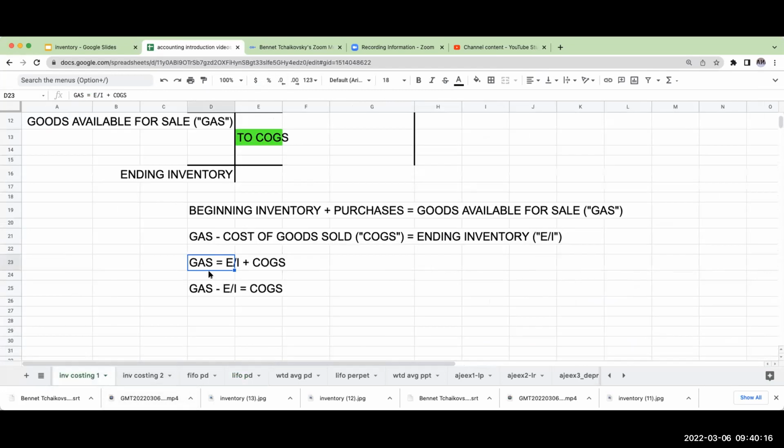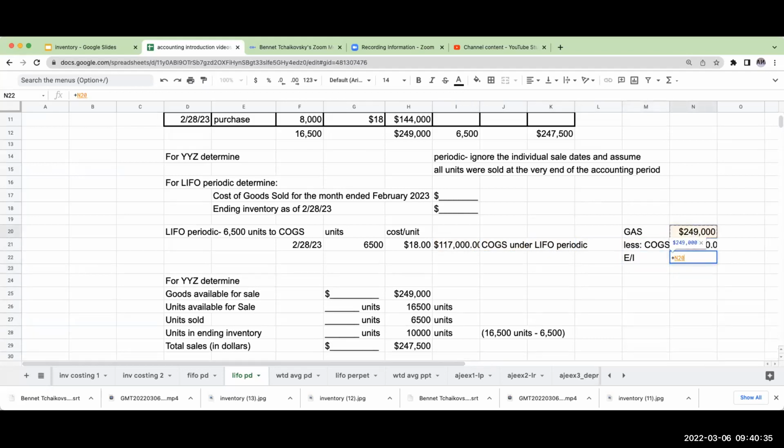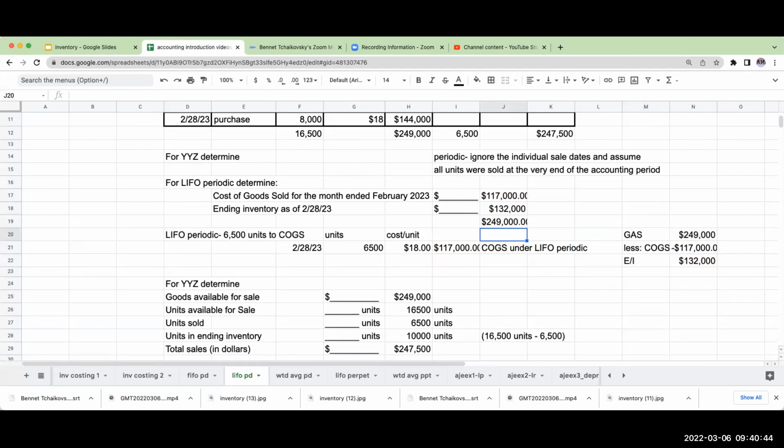As we saw in the previous video, once I know my cost of goods sold, based on the relationships here, what I can then do is say, oh, my goods available for sale was 249,000. I subtract from those goods available for sale my cost of goods sold of 117,000. So my ending inventory will be equal to 132,000. So my cost of goods sold is 117, my ending inventory is 132. This has to equal goods available for sale.